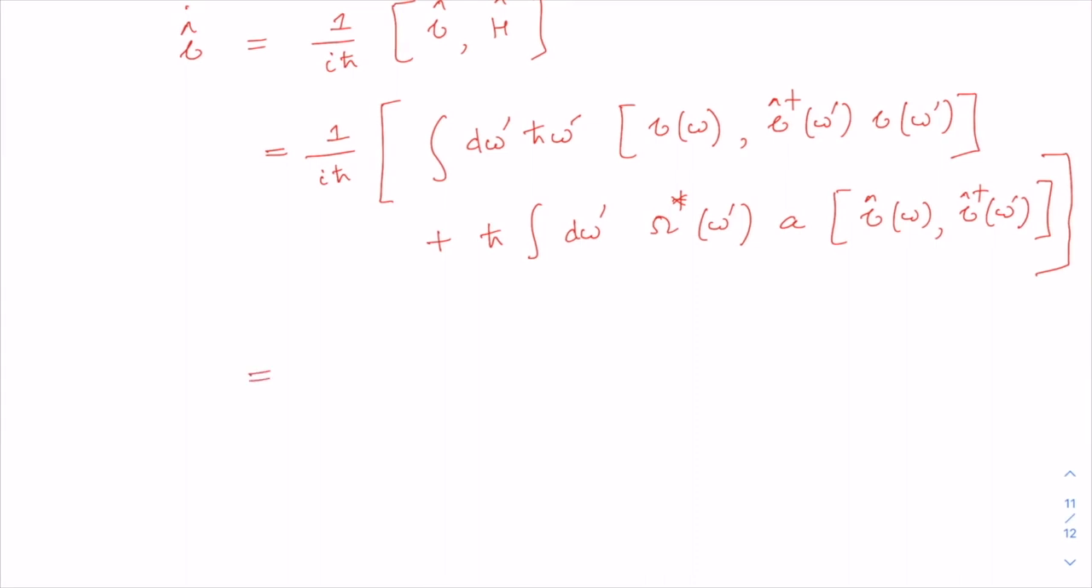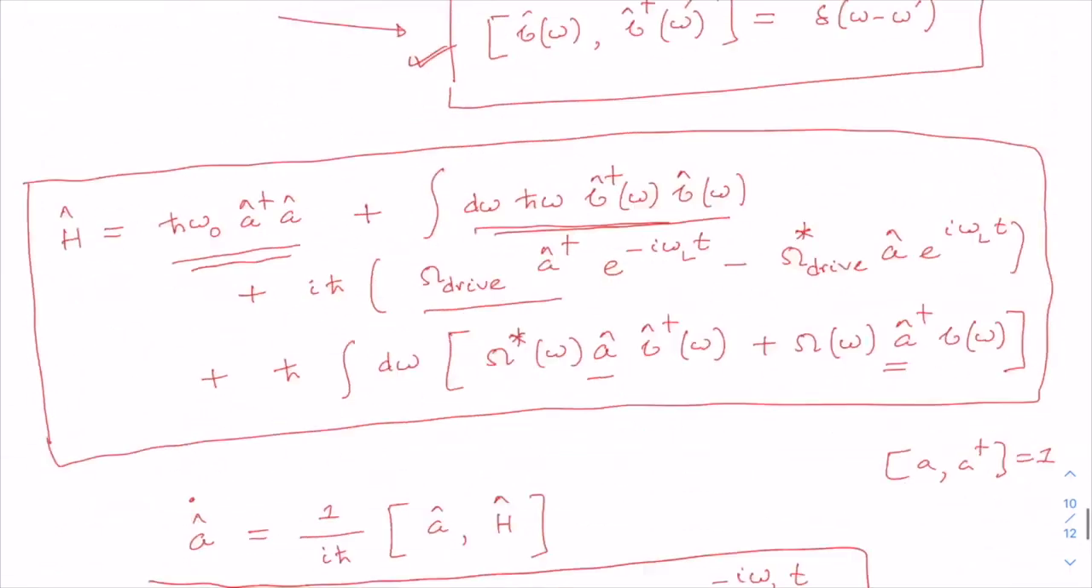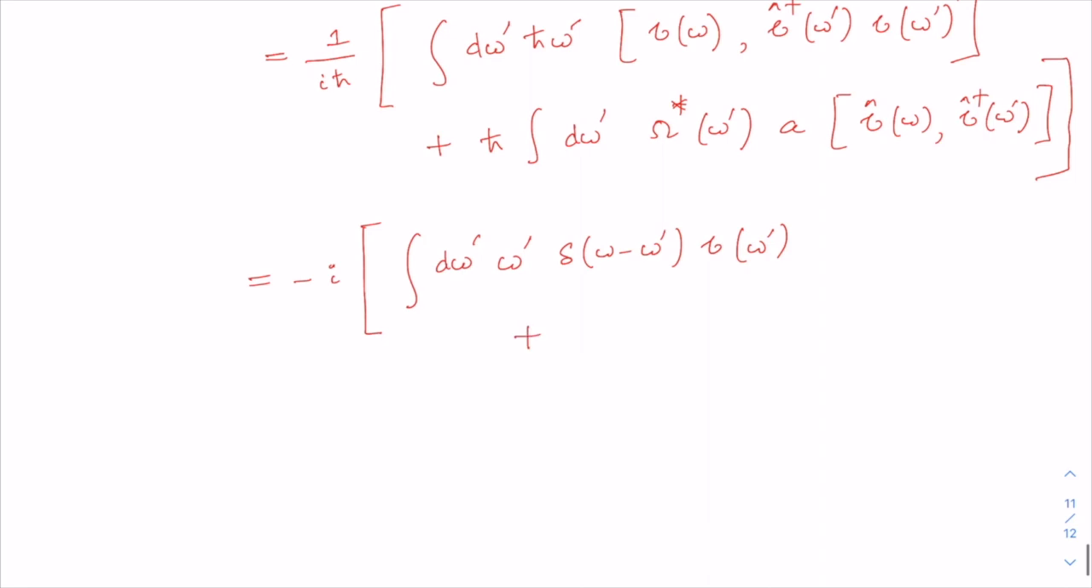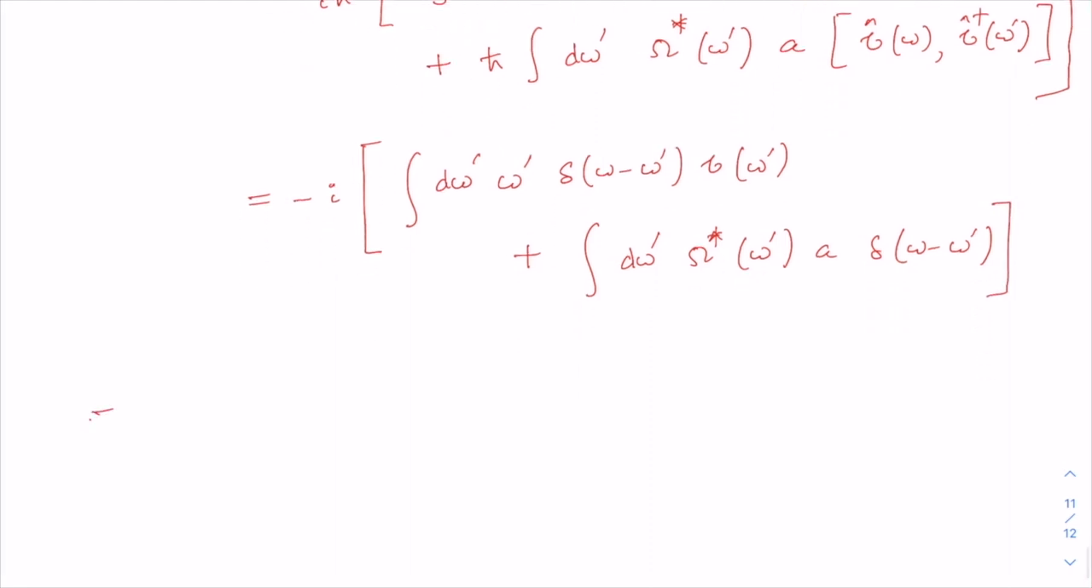Okay, let us evaluate it. You will have minus i from the integration dω' ω', and we now use the commutation relation, this one we are going to use. If we use it, then you will have δ(ω − ω') b(ω'), and the next term would be ∫dω' κ*(ω') a δ(ω − ω'). Then we can utilize the property of the Dirac delta function, and this will give us the equation of motion for the bath mode, and that would be ḃ = −iω b(ω) − iκ*(ω) a. So this is the equation we get.